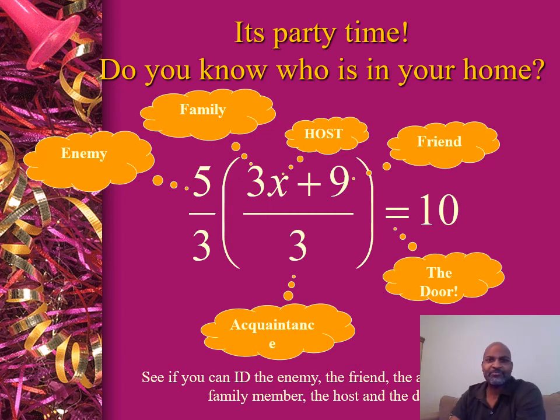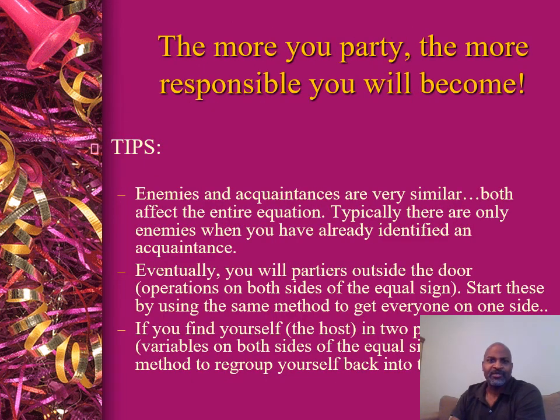Okay, so that's the party method. I took my time with this one. The more you party, the more responsible you will become. Enemies and acquaintances are very similar. They both affect the entire equation. Typically, there are only enemies when you have already identified an acquaintance.